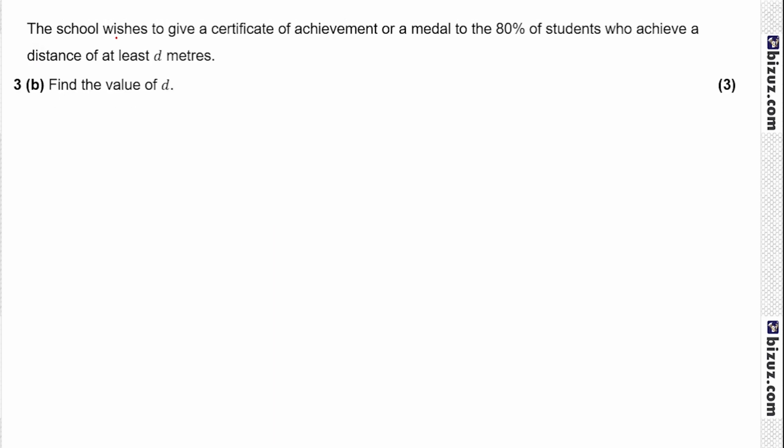0.2877. The school wishes to give a certificate of achievement or a medal. Now, this is where I'd like to insert a small comment here.